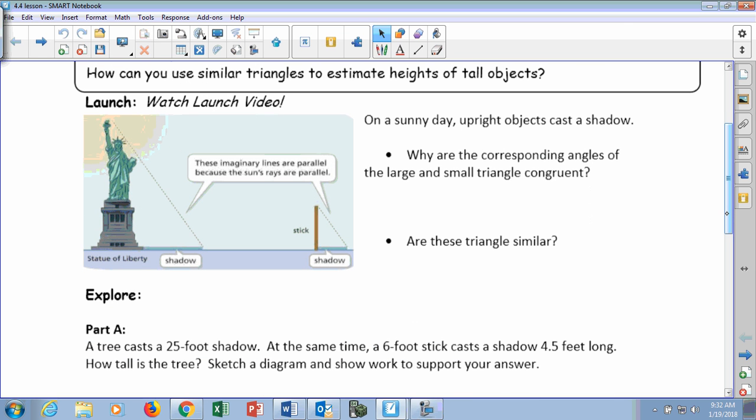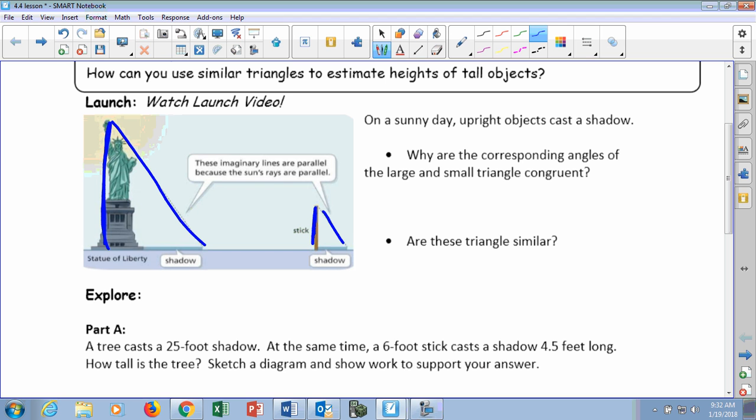For example, here you have the Statue of Liberty, which is obviously much taller than a stick. But you can see this side here and the height of the Statue of Liberty are similar sides of a right triangle. The diagonal is similar to this side. The base is similar to this side. So you can see how the corresponding angles, even though it's much bigger, should be the same. These triangles are similar, just one is on a much bigger scale than the other.